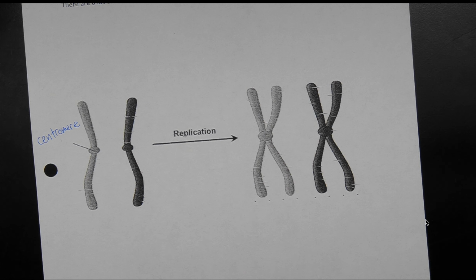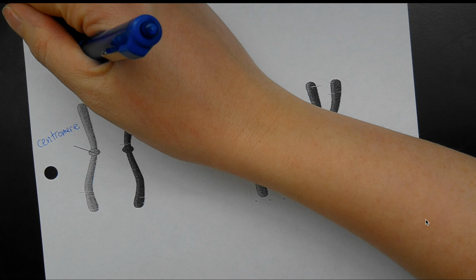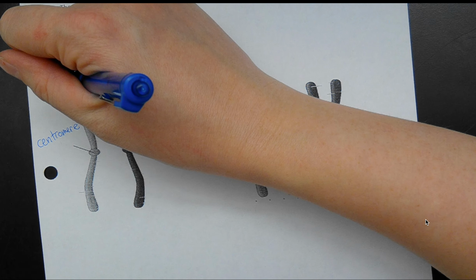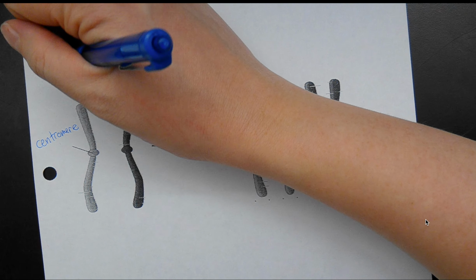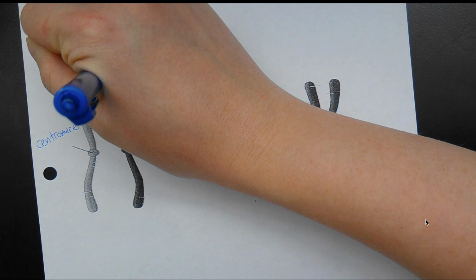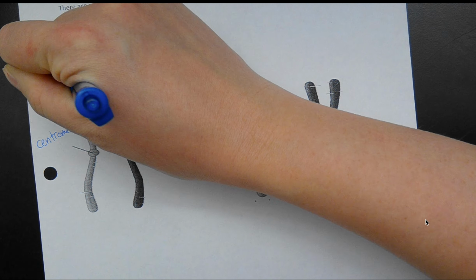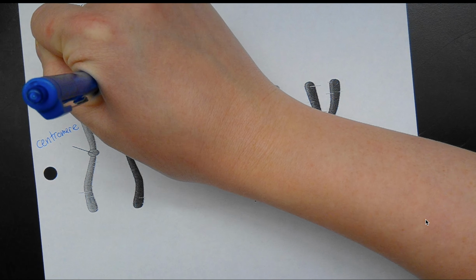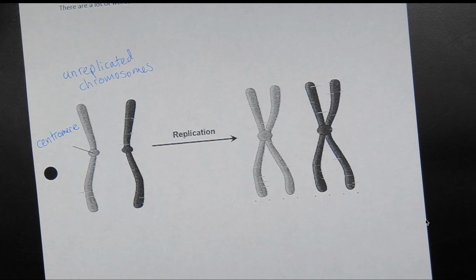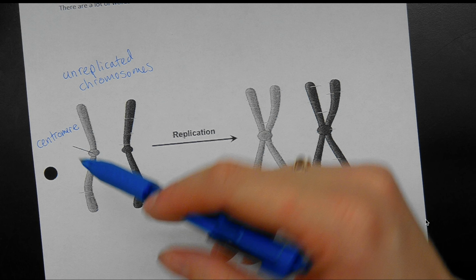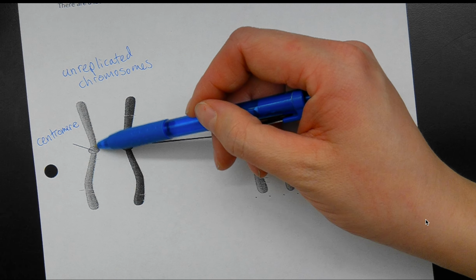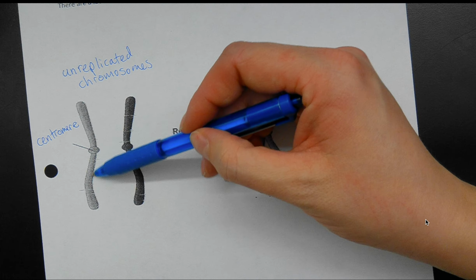Over on the left, where we have just the one skinny chromosome in each, these are called unreplicated chromosomes. And what that means is that each chromosome on the left just has one copy of all the genes on this chromosome. Okay, so this is one chromosome, this is a second chromosome.